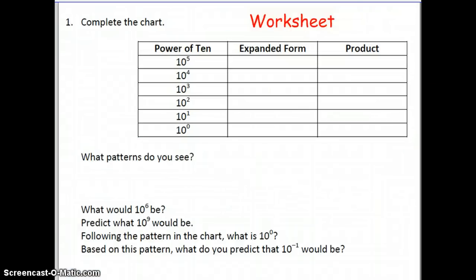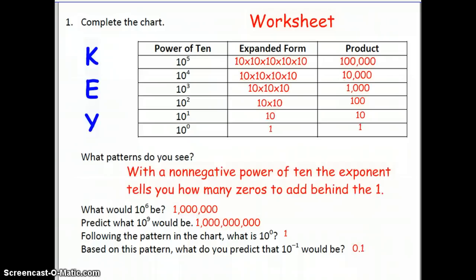All right, so here is the worksheet that you were completing for homework. Since you're watching this video, I am going to go ahead and show you the answers here. I want you to read through carefully, and you don't need to change what patterns you put, but this is just what I came up with. With the non-negative power of 10, the exponent tells you how many zeros to add behind the 1. So 10 to the 6th would be 1,000,000. 10 to the 9th would be 1,000,000,000, and so forth.